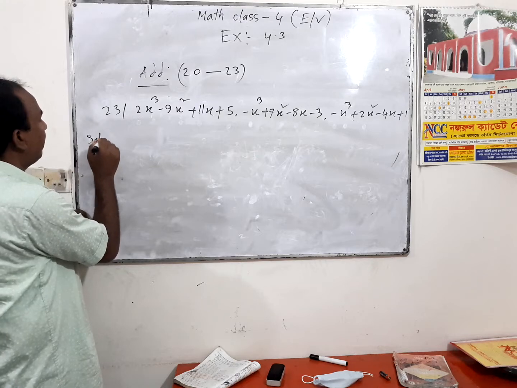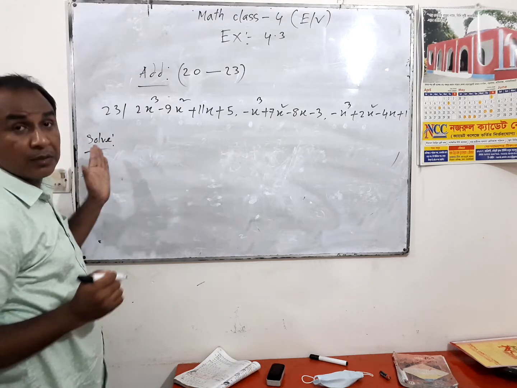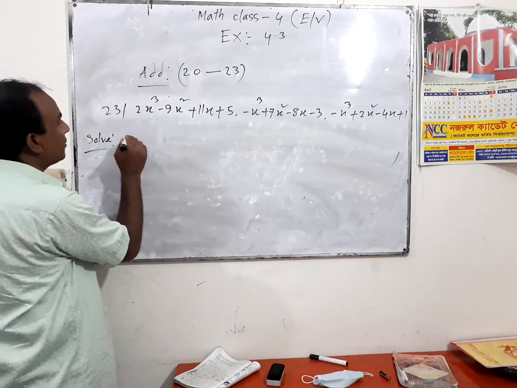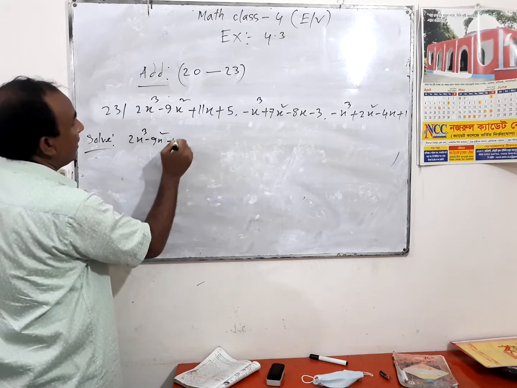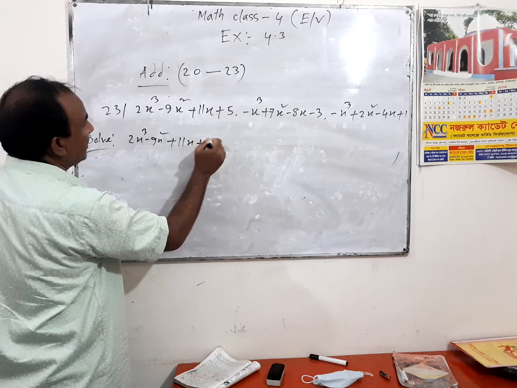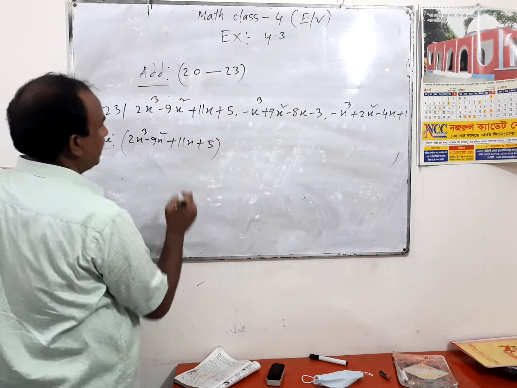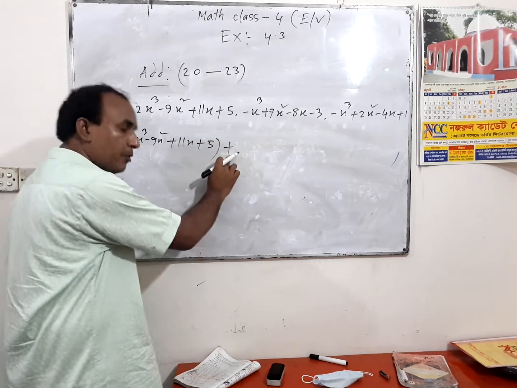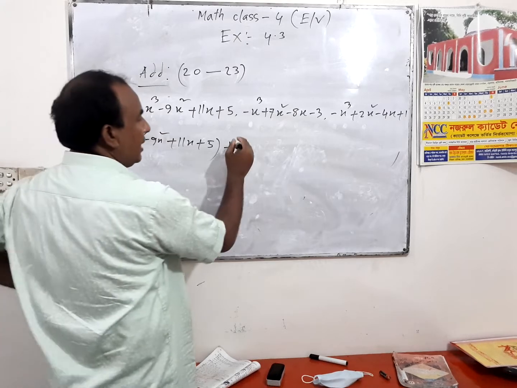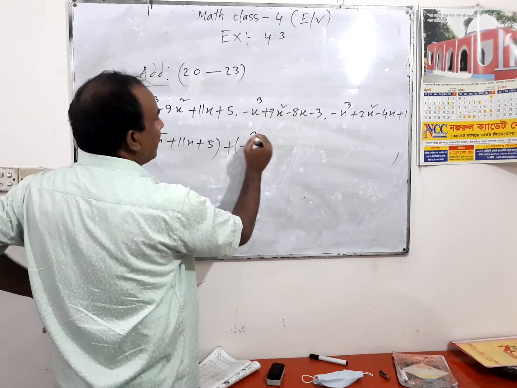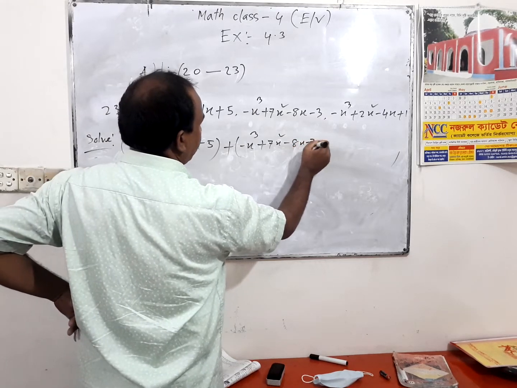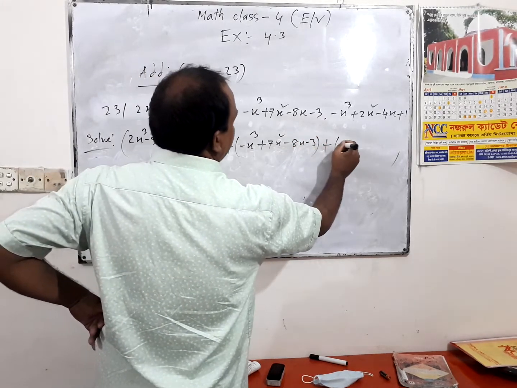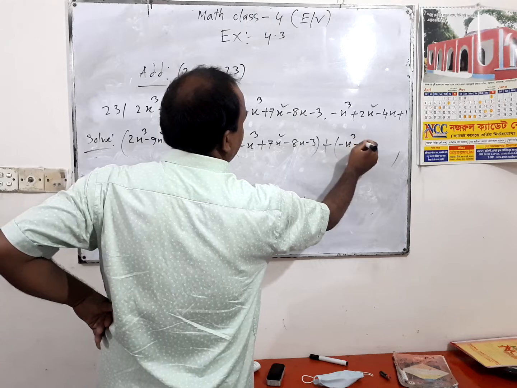Solve. We are going to add, so we just have to write normally the first term, second term and third term. This is the first term, plus. I am going to add, that's why I put the add sign. And the second term is there, and the third term is there.